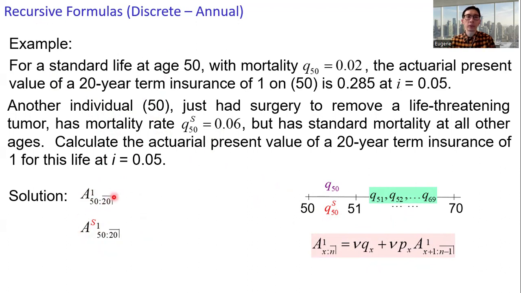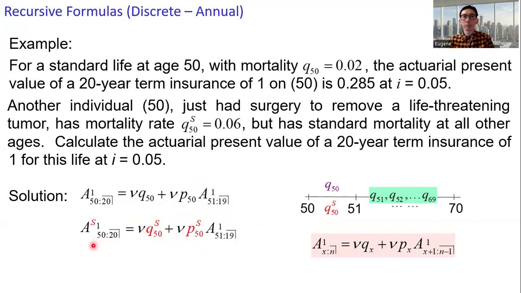For the standard life, the recursive formula, we have nu times q50, and then plus nu times p50, and then the 19-year term insurance on age 51. Similar expression for the second one.